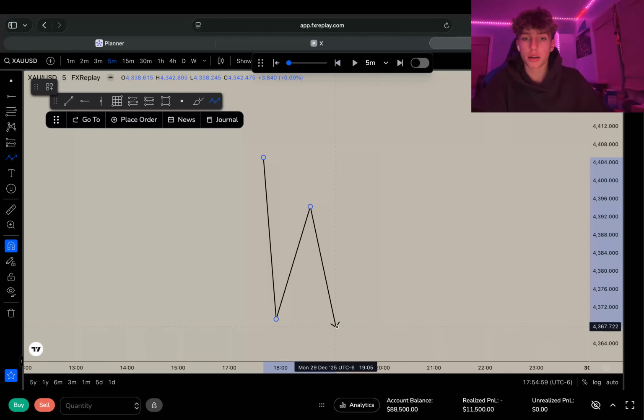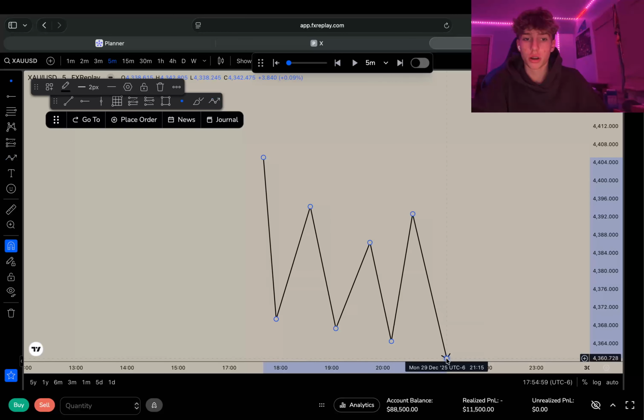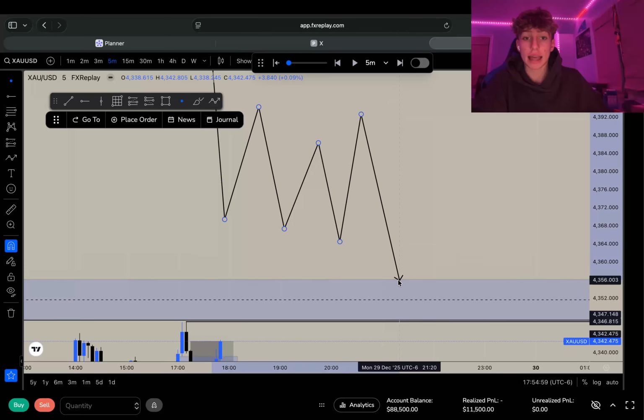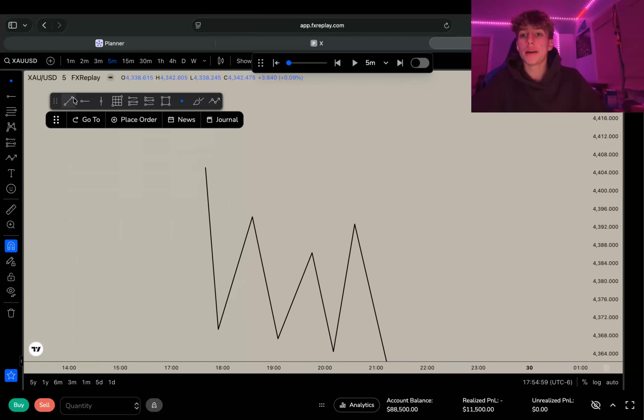We form this high, boom, this high, boom. We sweep this, and then continue lower. This is literally exactly what happened today during this day, right? We had this high here that we had swept, obviously, right? That was the drawn liquidity that we swept that I used to enter my trade.